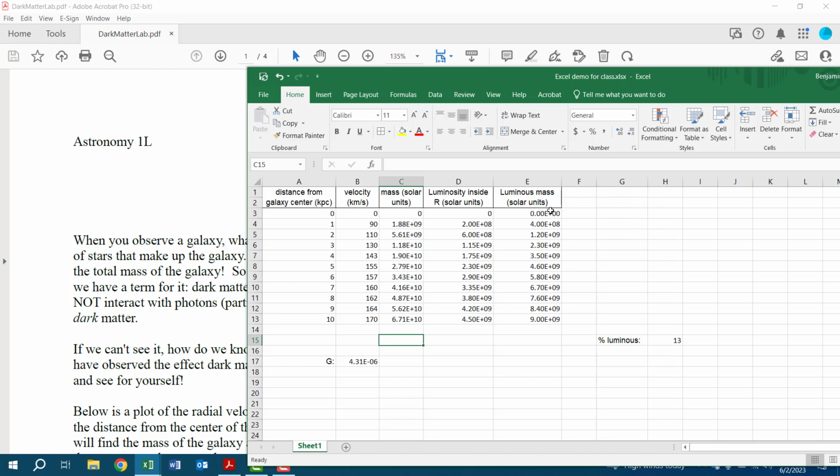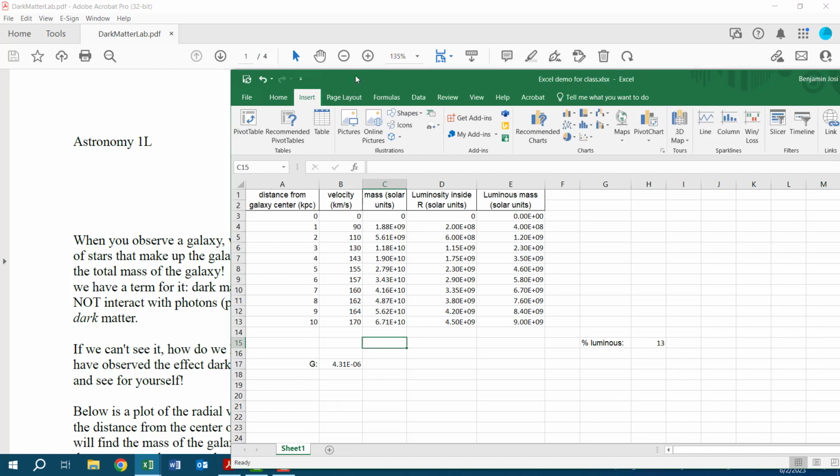The type of chart. Excel likes to call a graph a chart. The type of chart we'll be using is a scatter plot with the dots connected. So one way of creating a chart, and if you're using the web-based version of Excel or Google Sheets, it's going to be a little different. That's why I like the desktop version, because I'm used to it, and you should be able to get that for free through the school.